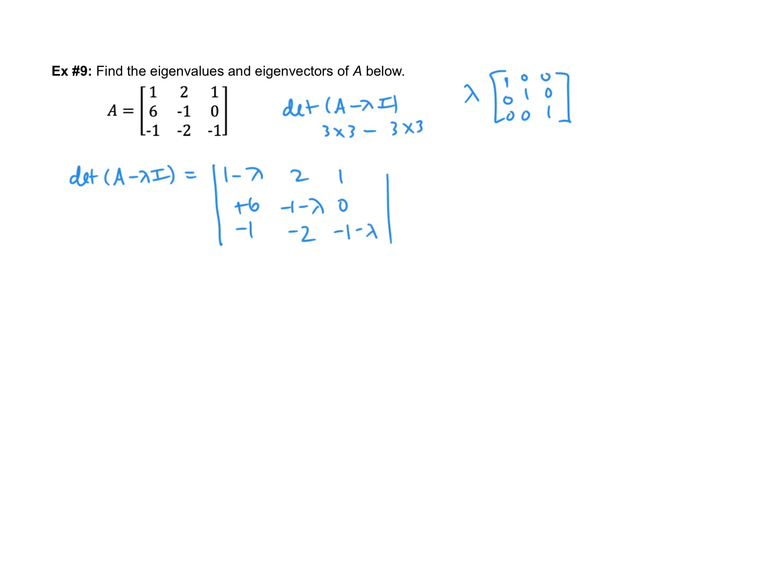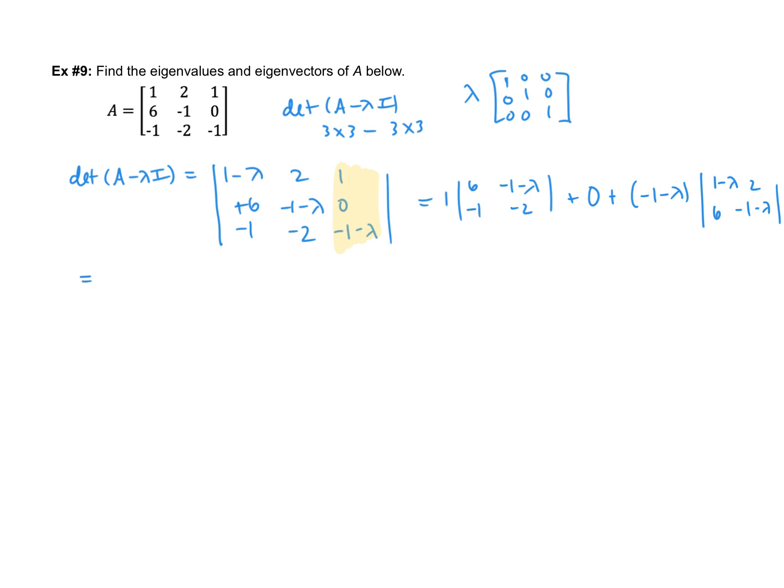So we want to set up this determinant. Now, because I noticed that I have a 0 in that third column, I'm going to use this first column for my determinant. And so I'm going to take 1, and I have to picture taking away that row and that column, and I'm going to end up with the matrix 6, negative 1 subtract lambda, negative 1, negative 2. I then have a 0, and then I have negative 1 subtract lambda times the determinant of the matrix 1 subtract lambda, 2, 6, negative 1 subtract lambda.